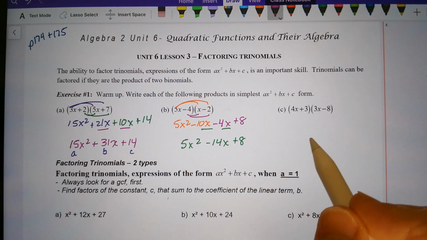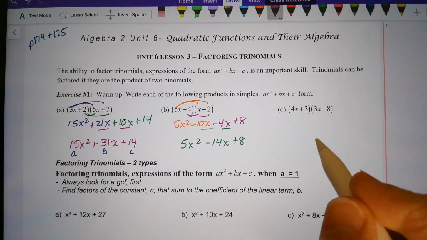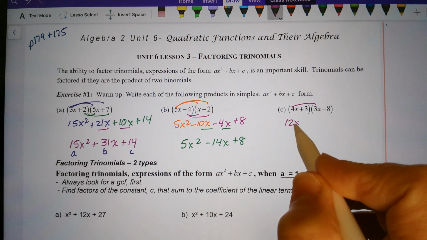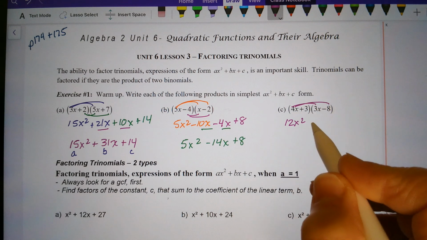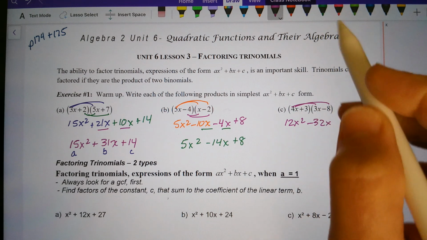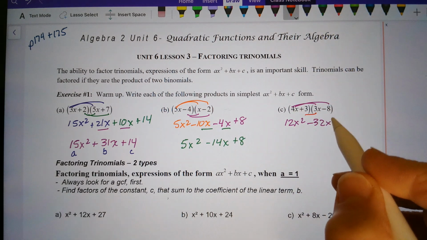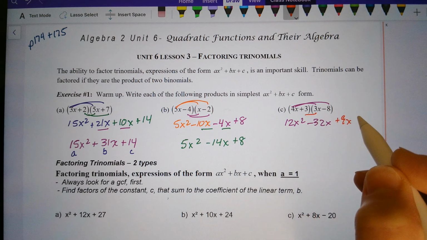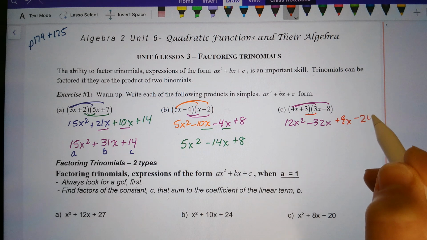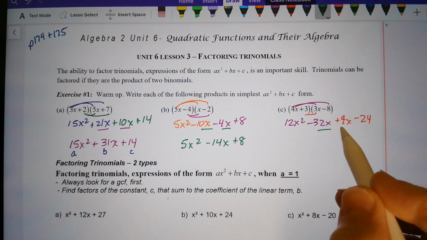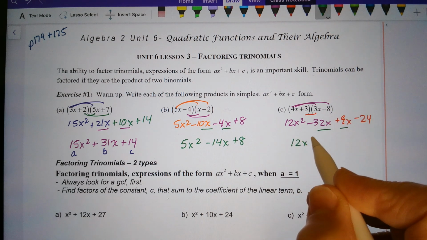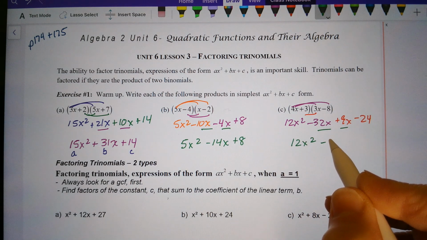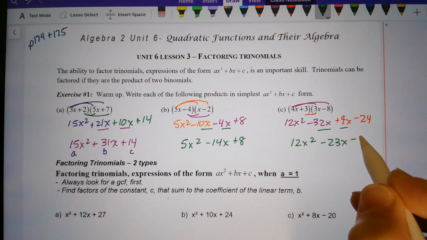And our last product of the two binomials here in C, 4x times 3x, 12x squared, 4x times negative 8, negative 32x, 3 times 3x, 9x, and 3 times negative 8 is negative 24. 12x squared, what is this, minus 23x, minus 24.